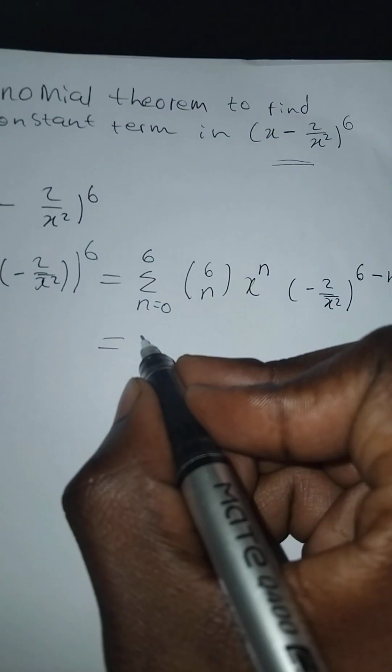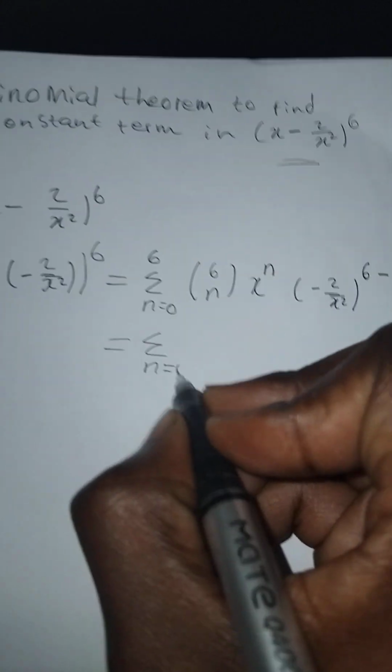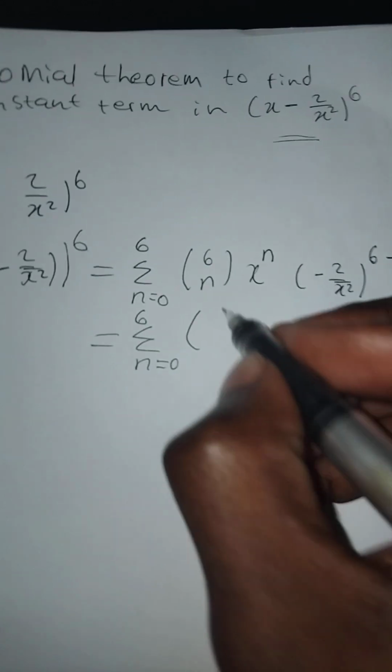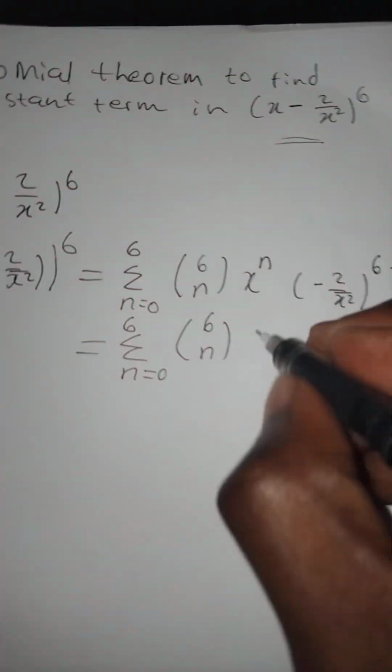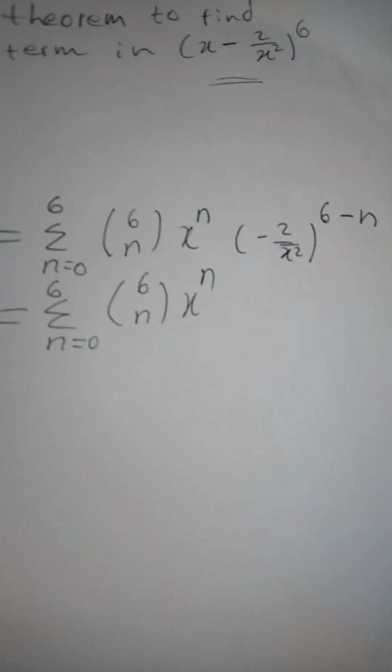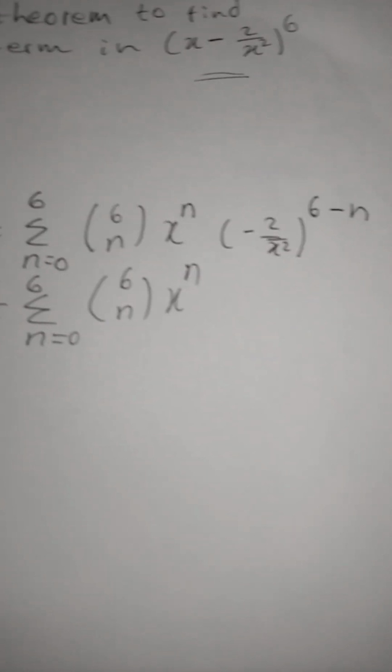So now let's simplify further. We can say we have n equals 0 to 6, then 6 combination n, just like that, then x to the power n. So I'm going to do the same way. I don't want to deal with this negative 2.